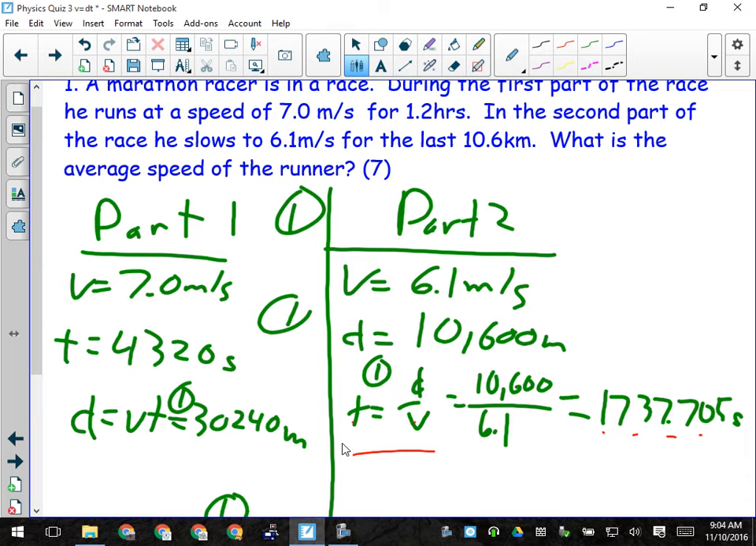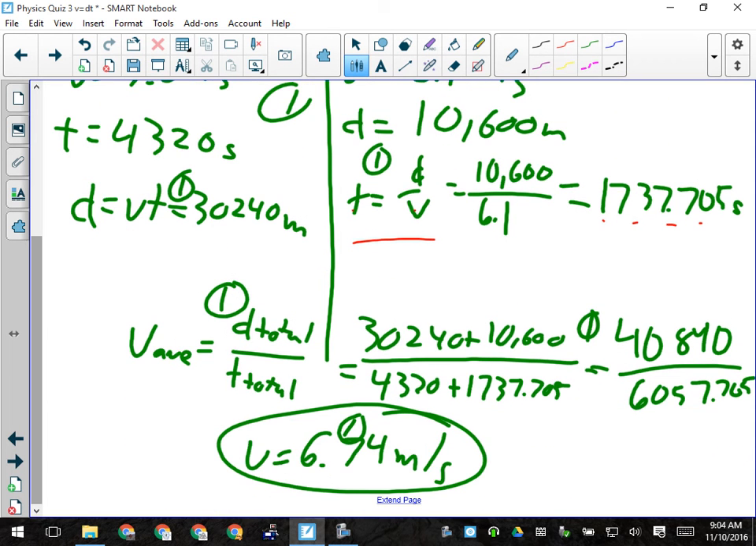Everybody with me so far? Okay, I now have every piece of information about this whole trip. I've got the distance in both parts. I've got the time in both parts. Now all I have to do is get my totals. Okay, so their next mark is for recognizing that average velocity is total distance over total time. I will accept if they went straight to this step, okay, where they added the 30,240 plus 10,600. So if they have either one of those, okay, that'll be their fifth mark. Okay, they'll get another mark for showing the totals. Okay, if they didn't show the totals, it's not that big a deal. Okay, so we got the total distance is 40,840 meters.